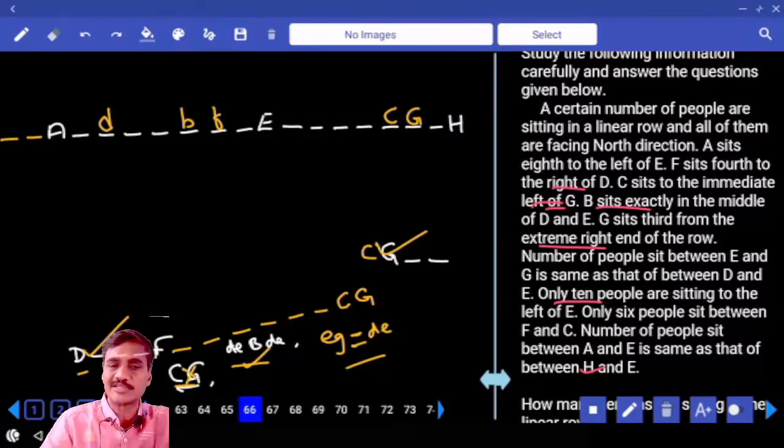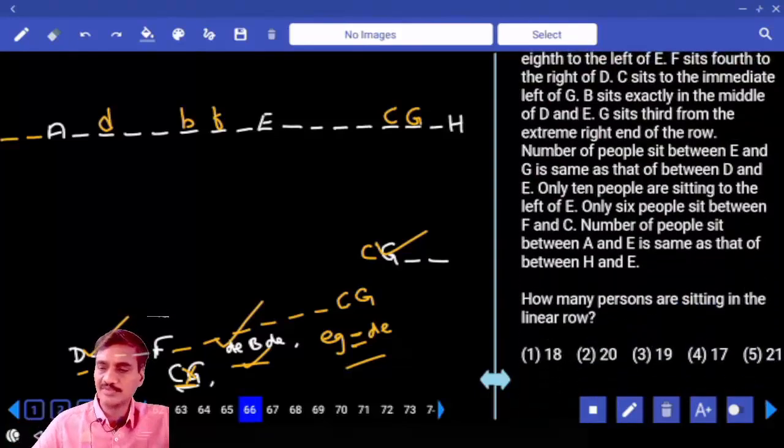D కి E కి మధ్యలో ఎంతమంది ఉన్నారు? 5 members. And E కి G కి మధ్యలో 5 members. 5 members సరిపోయారు కదా? Hence what is the possibility we have? This is the final arrangement we have. And how many persons we have? 19 people are there. And how many persons are sitting in the linear row? 19, that is choice 3, question number 66.